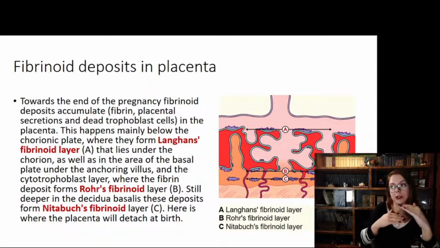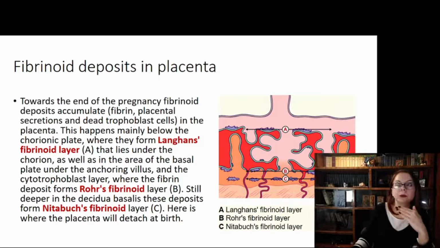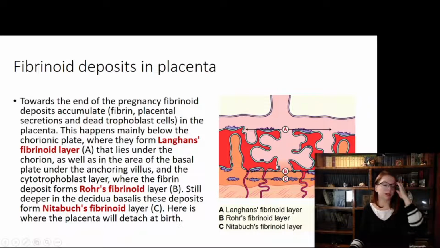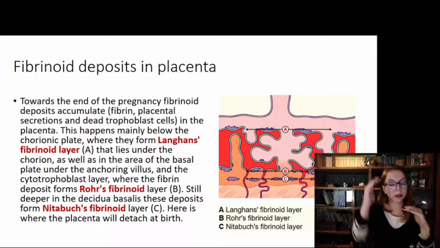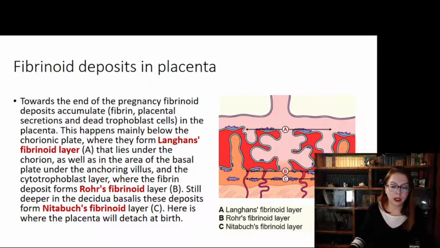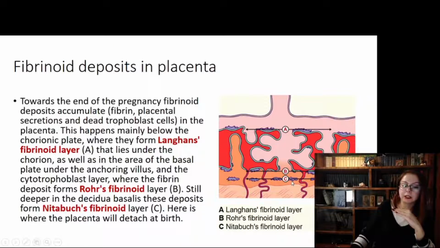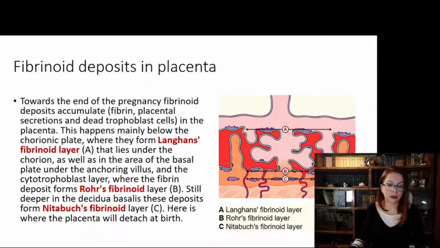Then another two fibrinoids, the fibrinoids of Rohr and Nitabuch, are located on the border between the fetal part and maternal part. The maternal part fibrinoid is represented predominantly by maternal decidual tissues, and the fetal part of fibrinoid is represented by the cytotrophoblast cells and is predominantly of fetal origin. Just remember those three fibrinoids and the regions where they could be found. The fibrinoid of Nitabuch is exactly the layer which is the borderline where the placenta separates from the endometrium during parturition.